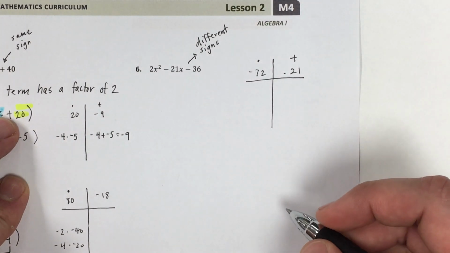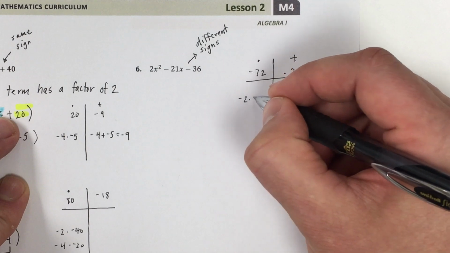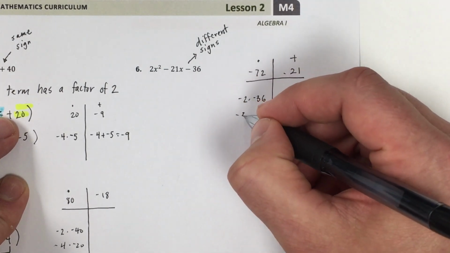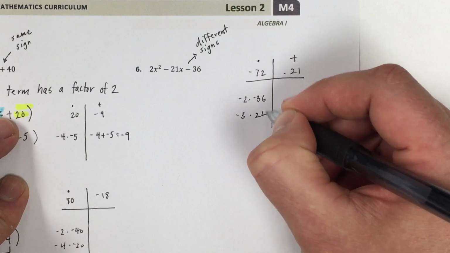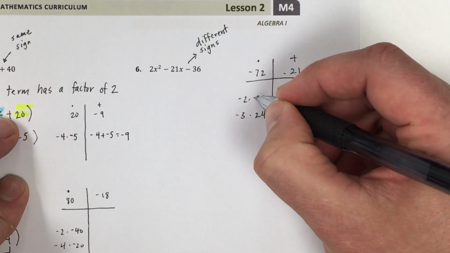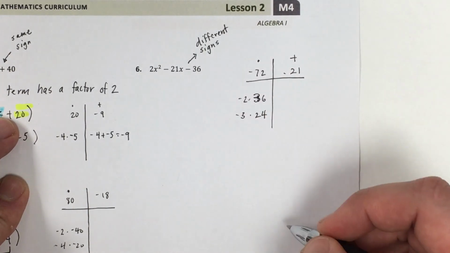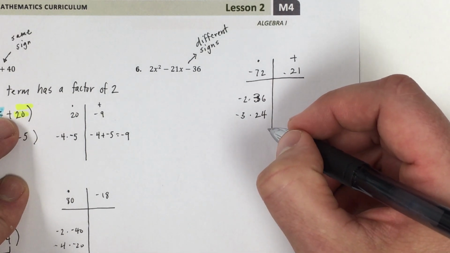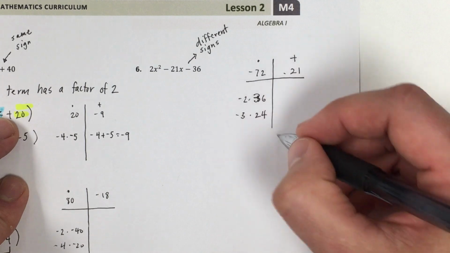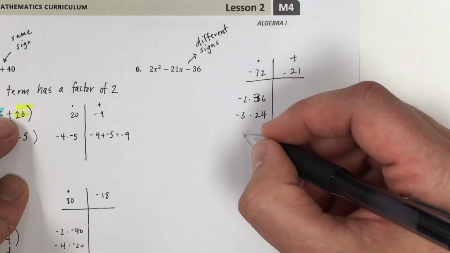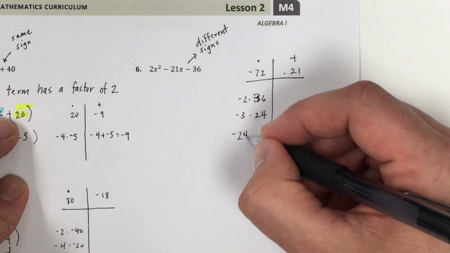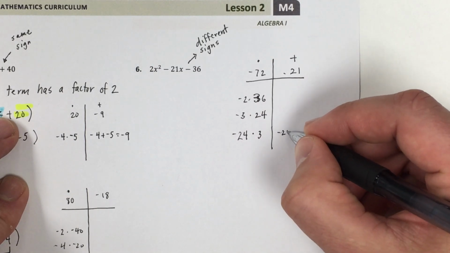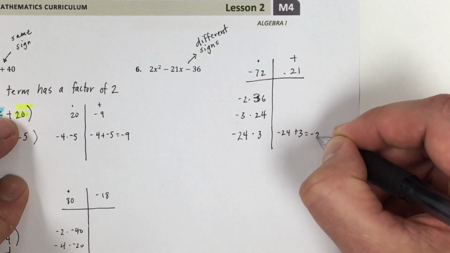So negative 2 times negative 36, but that doesn't get me the negative 21. Negative 3 times 24, that also doesn't get me the 21. But it does get me positive 21. So really all I have to do is say that's negative 24 times 3, and negative 24 plus 3 would give me the negative 21.